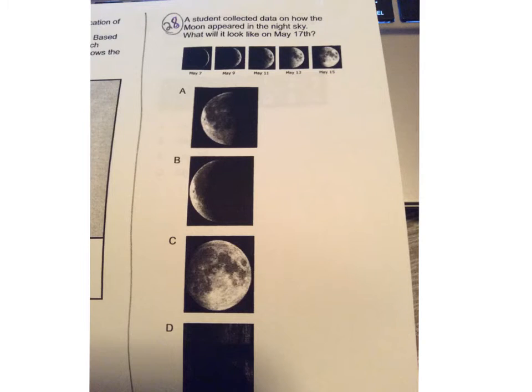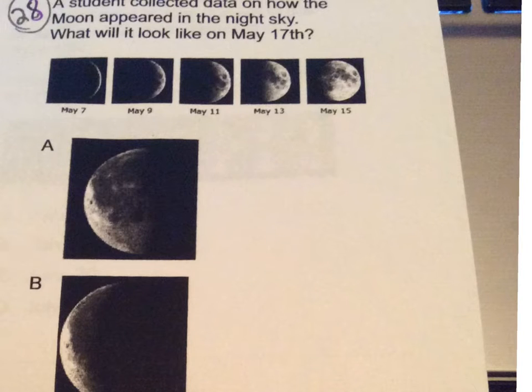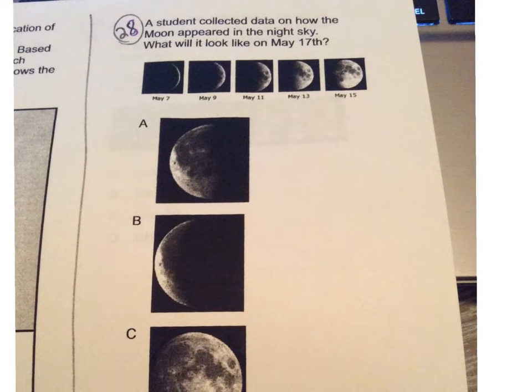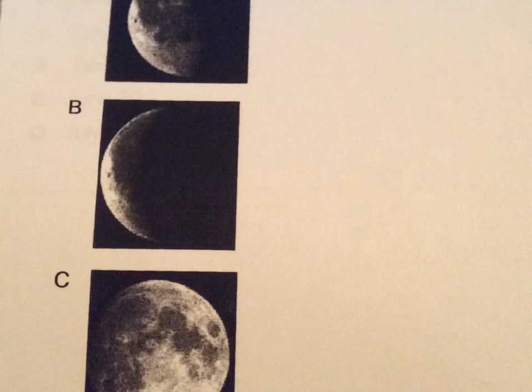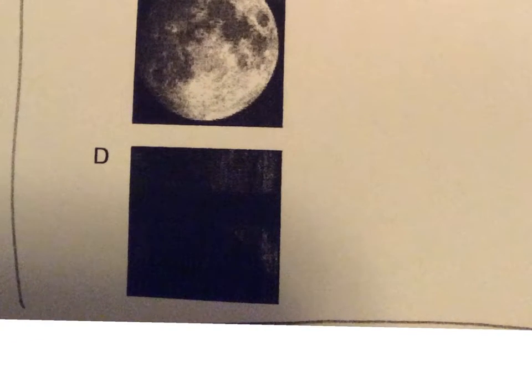Okay, a student collected data on how the moon appeared in the night sky. What will it look like on May 17th? So we have May 7th, and then May 9th, May 11th, May 13th, May 15th. So it looks like you're going every 2 days. So which is it going to look like 2 days from May the 15th? This, like this, or this. Remember, it's just 2 days.